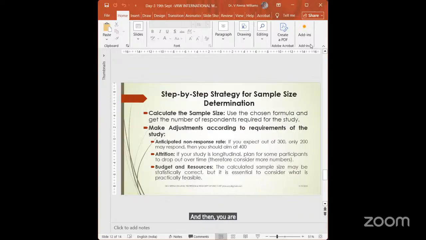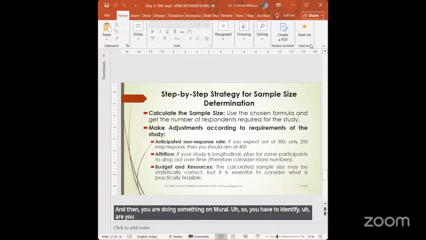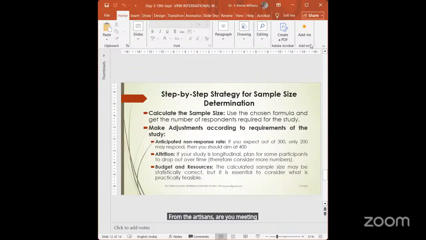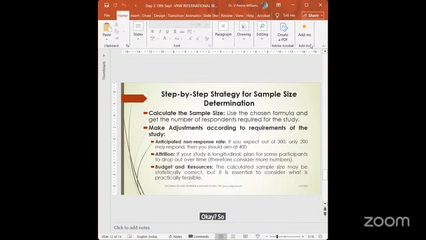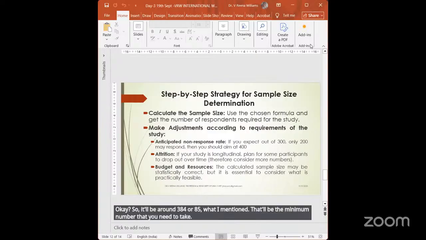You are doing something on murals, so you have to identify: are you doing it on the artisans? Are you meeting the artisans? Yes, ma'am. Then you have to identify in Himachal Pradesh, if there are a lot of artisans, then you do the Z test. It'll be around 384 or 385, what I mentioned. That will be the minimum number that you need to take.